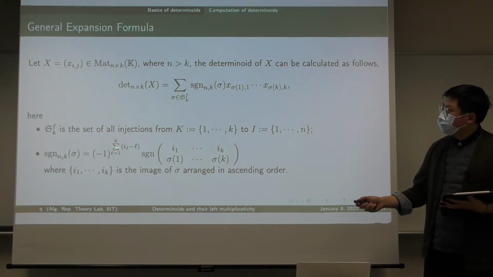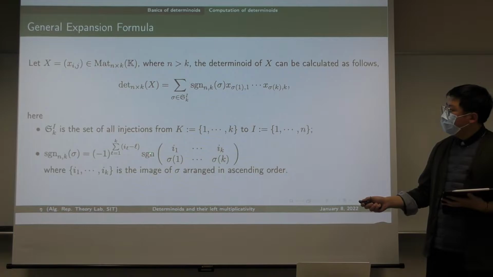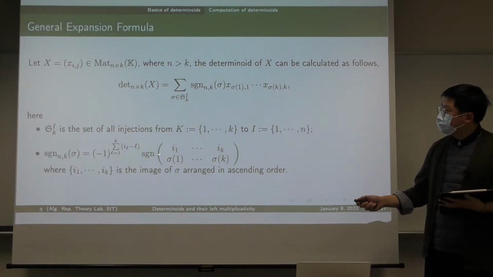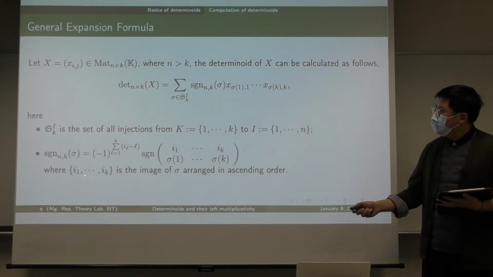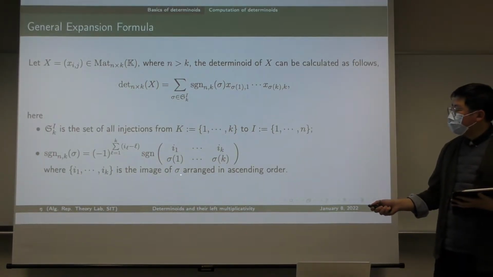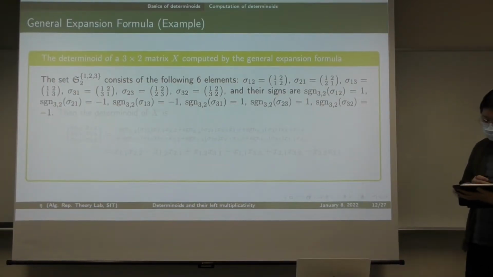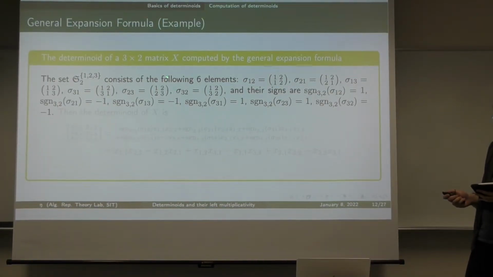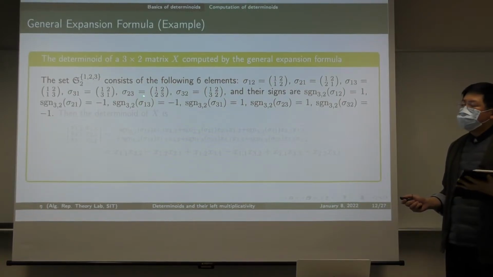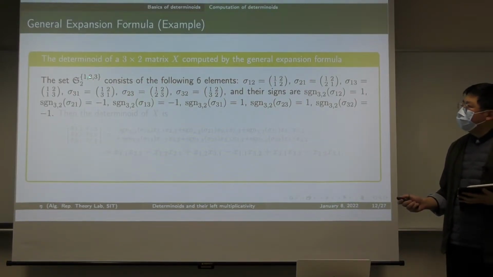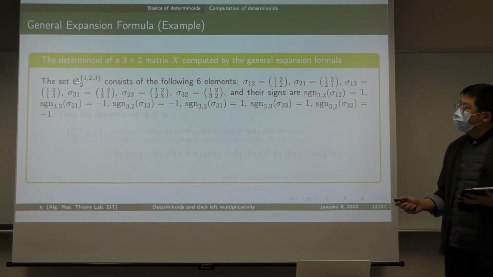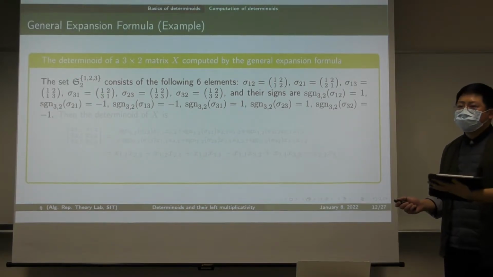So here we have the same term again. And the signum function here is the usual signum function. And the set I1 to Ik is the image of sigma arranged in ascending order. So let's have a look at an example again. A 3×2 matrix again. So we have to consider the set of all injections, like 1, 2 to 1, 2, 3.